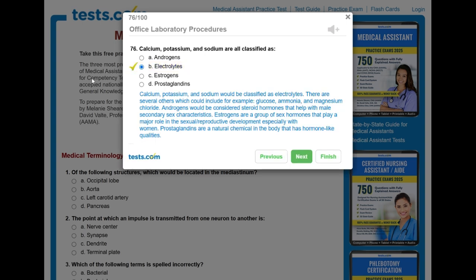B. Electrolytes. Calcium, potassium, and sodium would be classified as electrolytes. There are several others which could include, for example, glucose, ammonia, and magnesium chloride. Androgens would be considered steroid hormones that help with male secondary sex characteristics. Estrogens are a group of sex hormones that play a major role in the sexual reproductive development, especially with women. Prostaglandins are a natural chemical in the body that has hormone-like qualities.